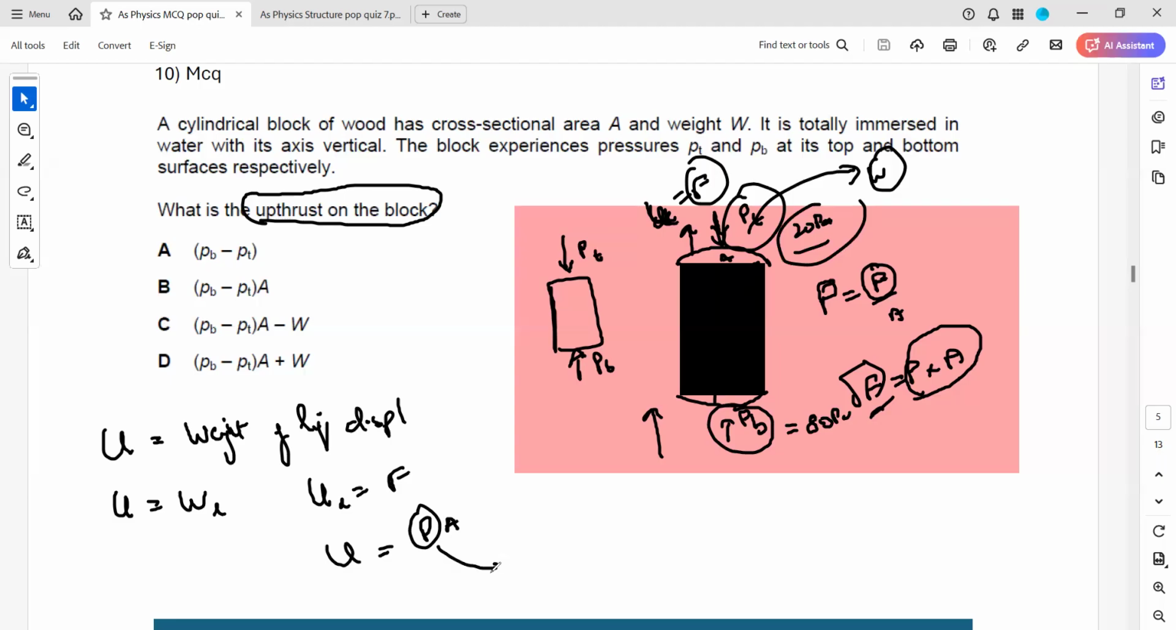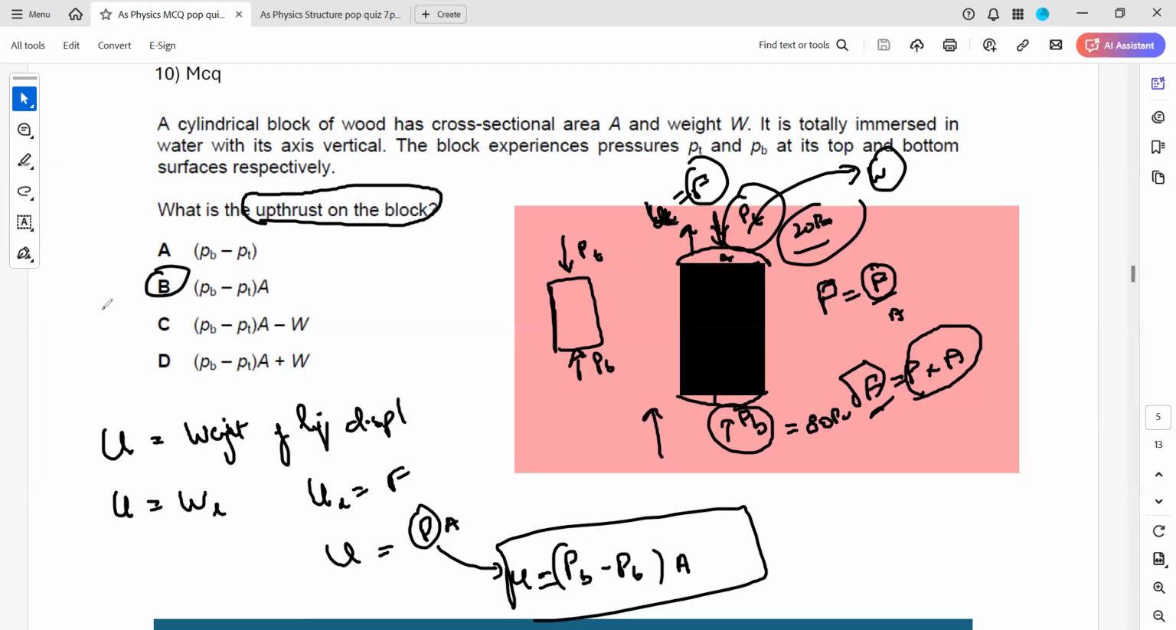Same thing, the pressure experienced will be the bottom pressure minus the pressure at the top, or the difference of the two pressures, which gives us the resultant pressure. And multiplied by the area, what will we get? We will get the upthrust. So upthrust is equal to the difference in pressure times the area, which gives the upward force, and that upward force is actually the upthrust.